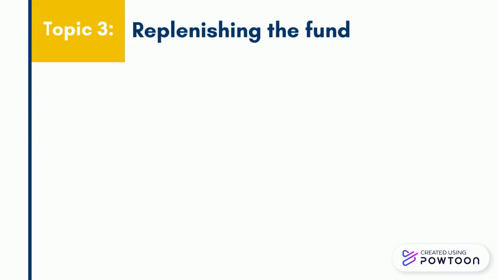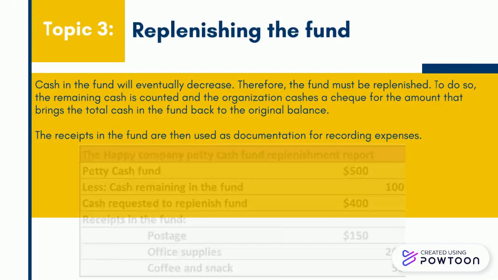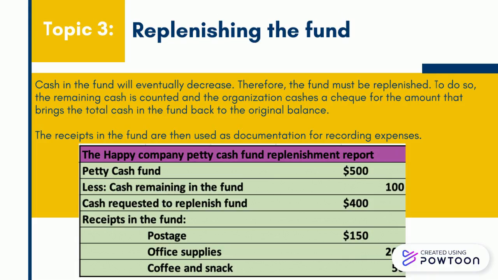Now, the third step, replenishing the fund. Cash in the fund will eventually decrease because it's used up. Therefore, the fund must be replenished. To do so, the remaining cash is counted and the organization cashes a check for the amount that brings the total cash in the fund back to the original balance.